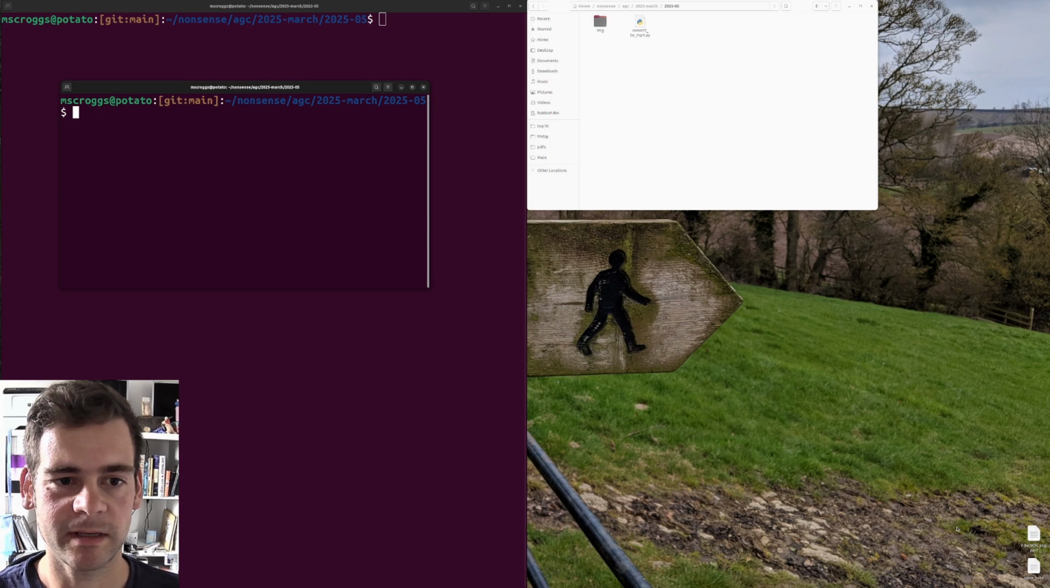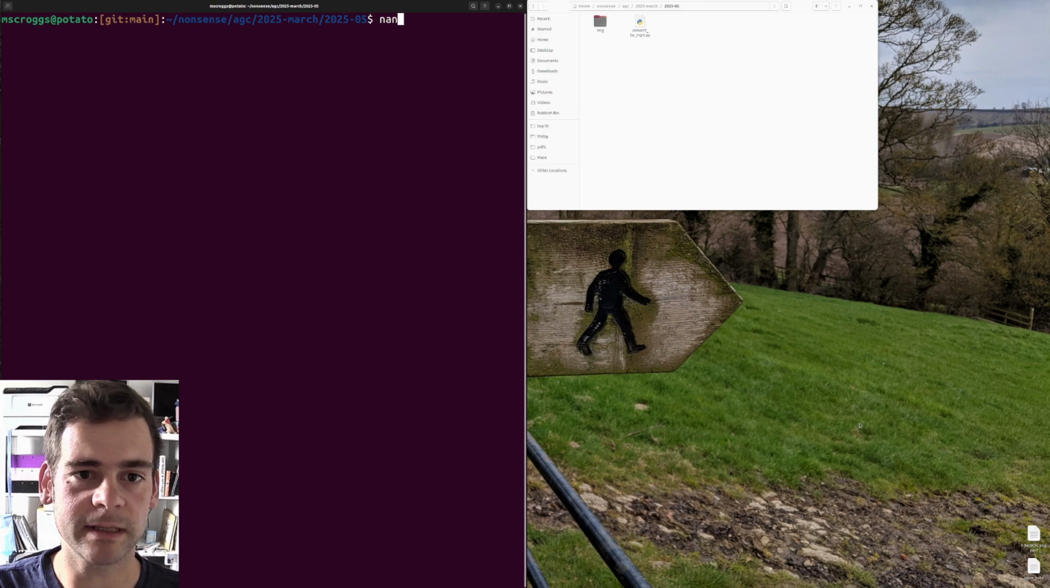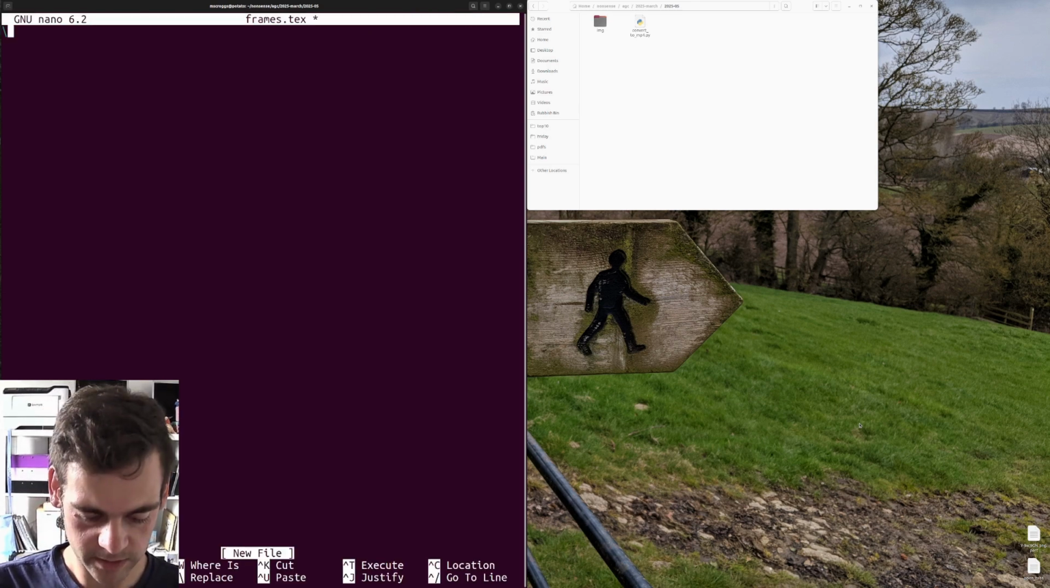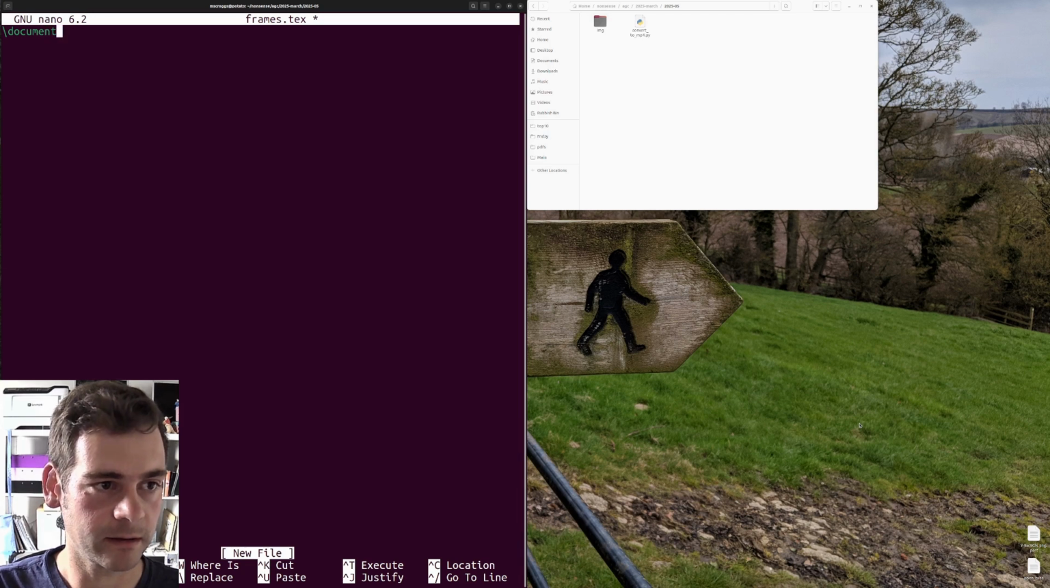I'm going to attempt this month's TMiP Animation Generation Collaboration task, which is to make an animated proof of Pythagoras' theorem. And once again, I'm going to do this in LaTeX using TikZ. So I'm going to start by doing the usual LaTeX document stuff.